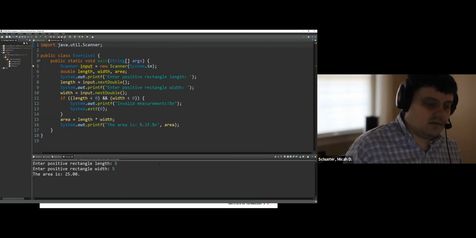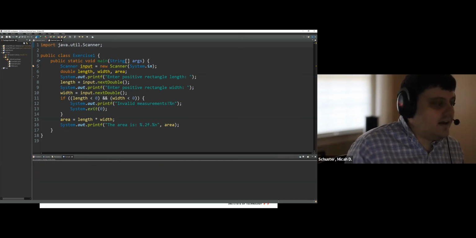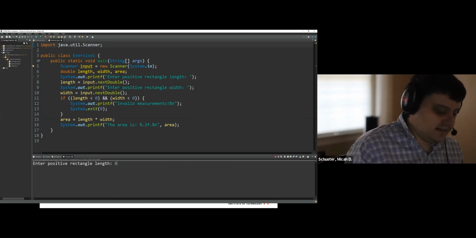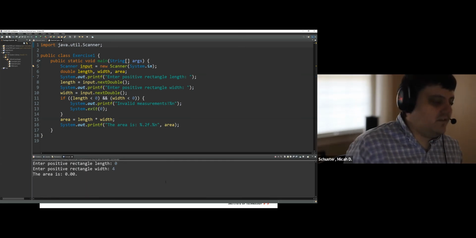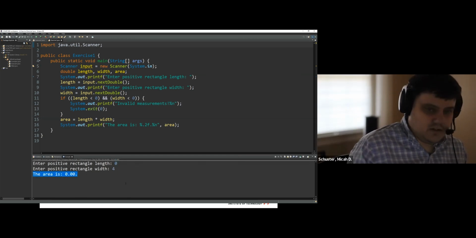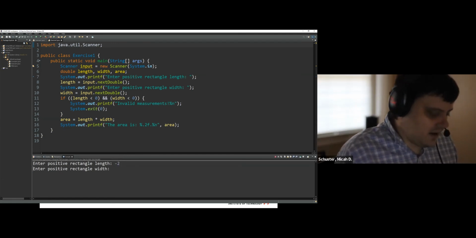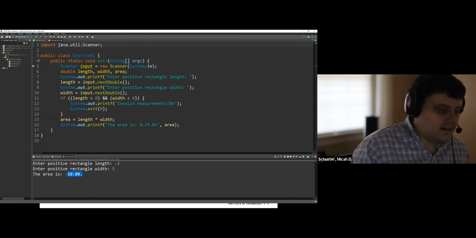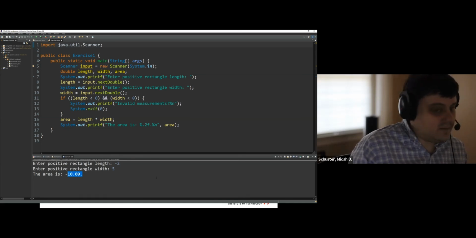Looks good. But if I type in something that doesn't make sense, let's say I type in 0 for the length and 4, it says the area is 0. Now, with a 0 length rectangle, you're not really going to be able to define the area for that. And if I type in a negative value, I get negative 10. That doesn't make sense at all.